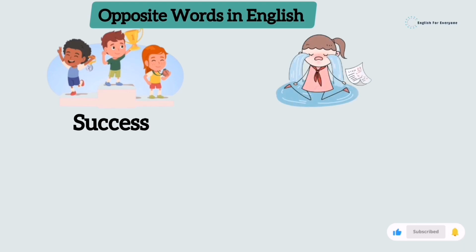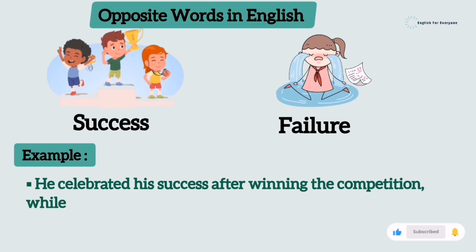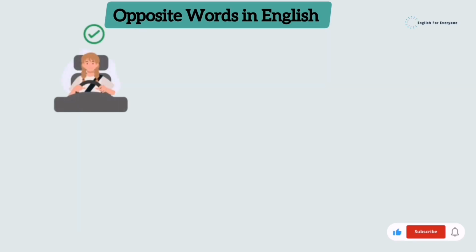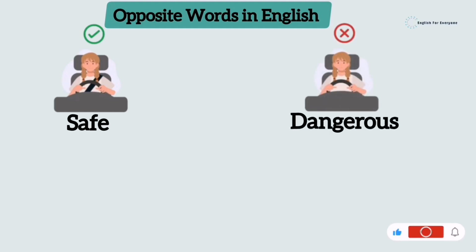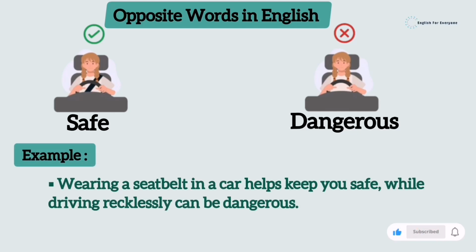Success, failure. He celebrated his success after winning the competition, while she felt disappointed by her failure to achieve her goal. Safe, dangerous. Wearing a seat belt in a car helps keep you safe, while driving recklessly can be dangerous.